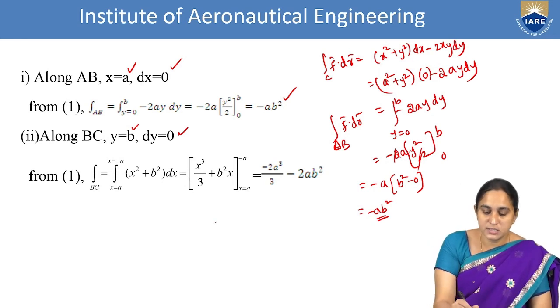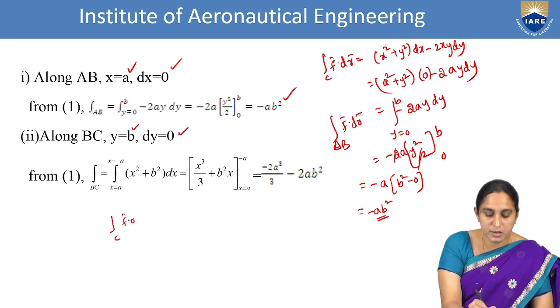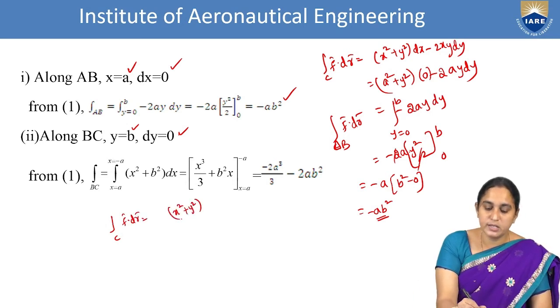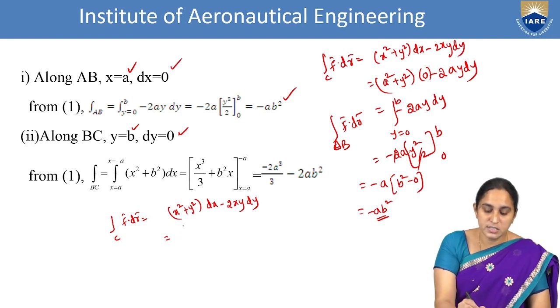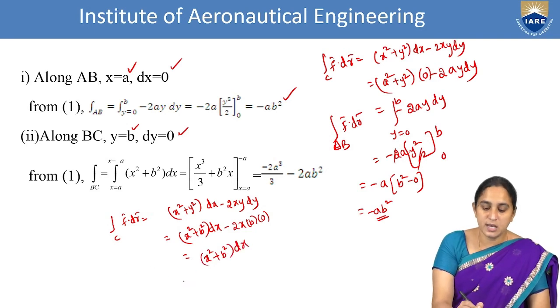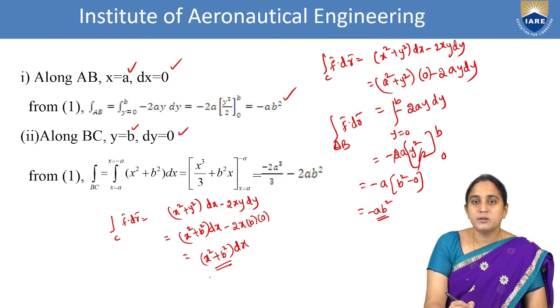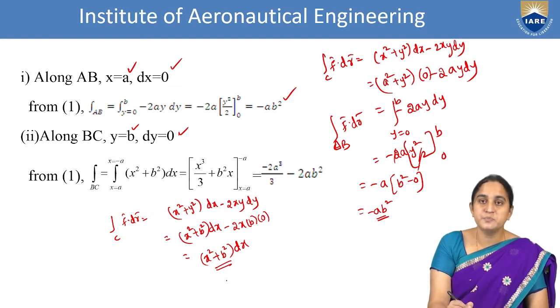From that, first the integral over C of f bar dot dr bar. What is f bar dot dr bar here? It is (x square plus y square) dx minus 2xy dy. Here y is equal to b, so substitute: (x square plus b square) dx minus 2x times b times dy, but dy is 0. That is (x square plus b square) dx. This is f bar dot dr bar. Once you observe, after the dot product it is converted in terms of x.